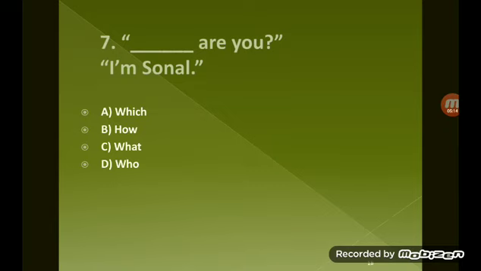The seventh sentence is dash are you? I am Sonal. The options are A, which, B, how, C, what, D, who. And the correct answer is, who are you? I'm Sonal.